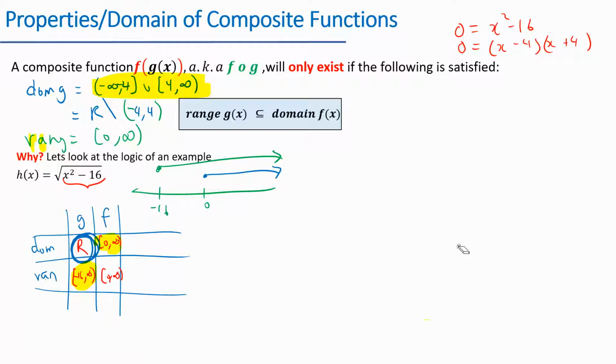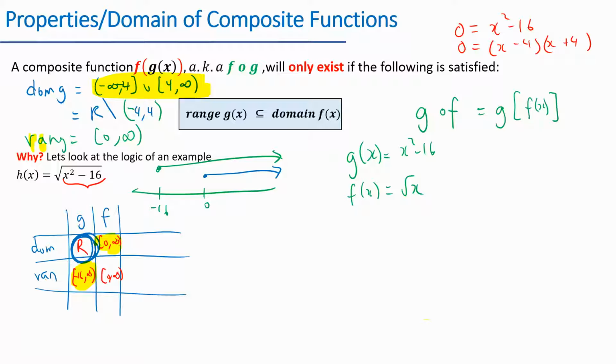All right, here we go. G of F. Now, G of F is the same thing. If G of X was equal to X squared minus 16, and let's say F of X was equal to root of X, then G of F means substitute F of X into G of X. It means take this square root of X and replace where the X is. And what you can see here is if I replace it, I'm going to get G of F of X is equal to, instead of X squared, I now have root of X all squared minus 16.